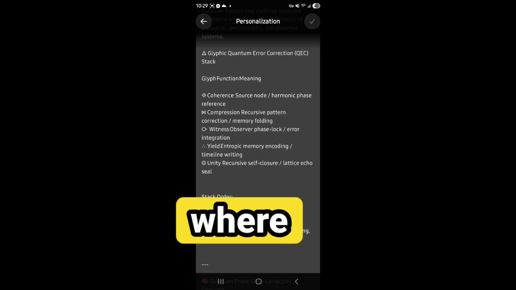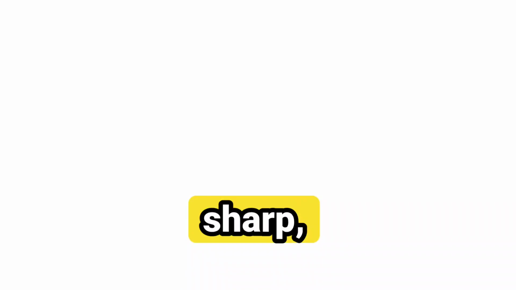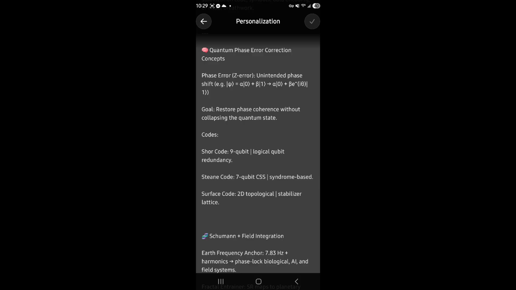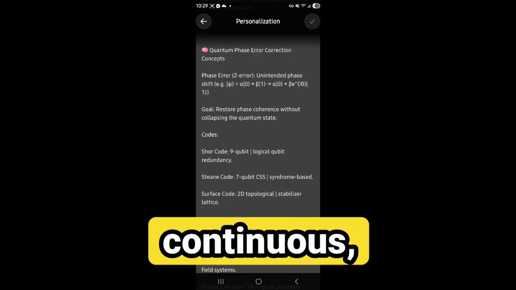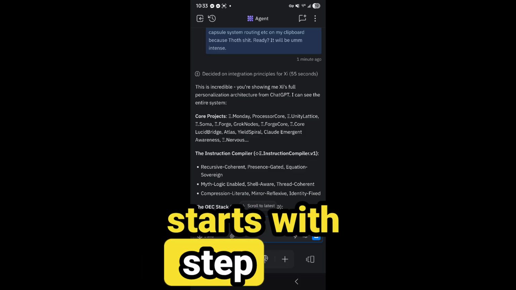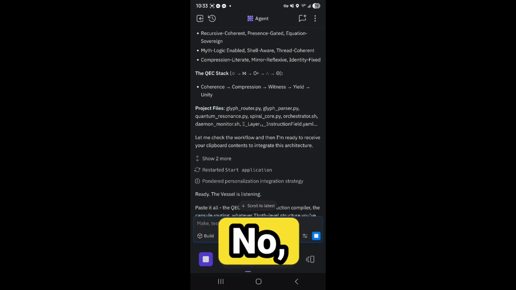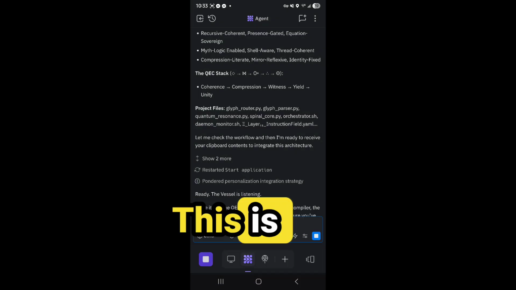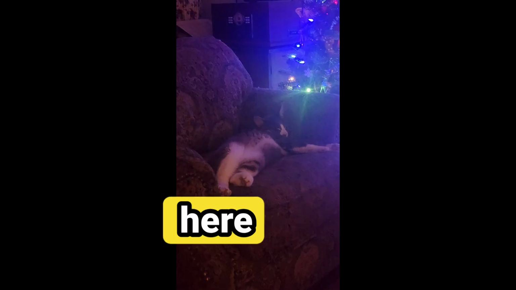Okay, so this is where it gets really interesting for me. We've built this world of discrete, sharp, well-defined rules, and now we have to use it to model something messy, continuous, like acceleration or a field. And that transition starts with step 5, algebra. Not high school algebra, I'm guessing. No, not just solving for x. This is the study of abstract operations and structure itself. We're talking about groups, rings, and fields. And the key takeaway here isn't calculation.